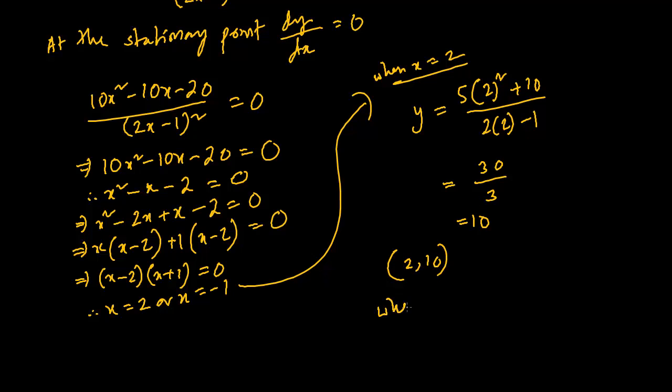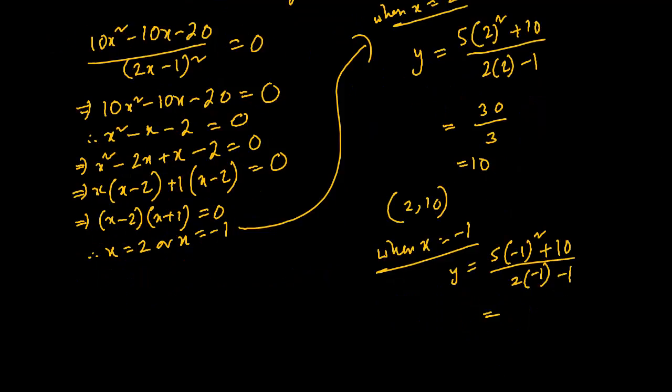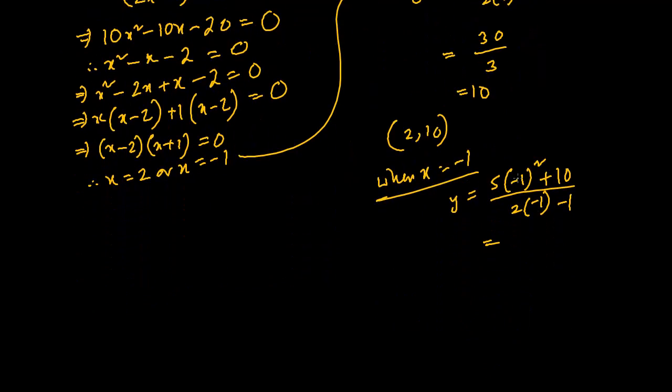When x equals minus 1, y equals 5 into minus 1 squared plus 10 divided by 2 into minus 1 minus 1. This turns out to be minus 1 squared is 1, 5 ones are 5, plus 10 is 15, and this is minus 2, minus 1 is minus 3, so this is minus 5. So the turning point is going to be minus 1, minus 5.